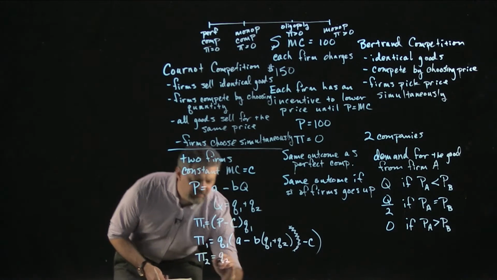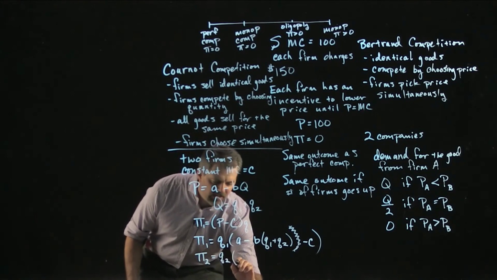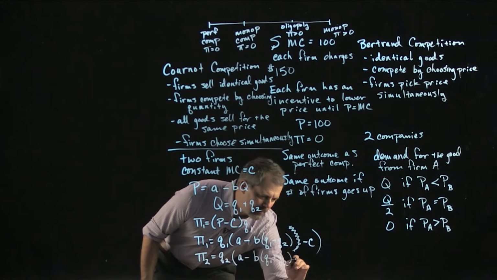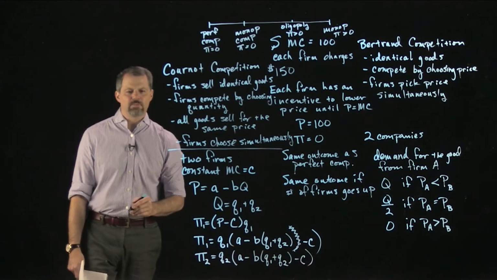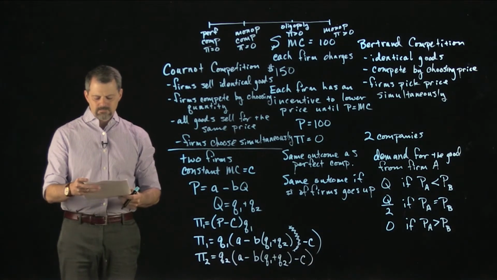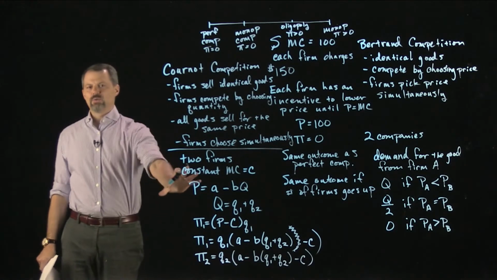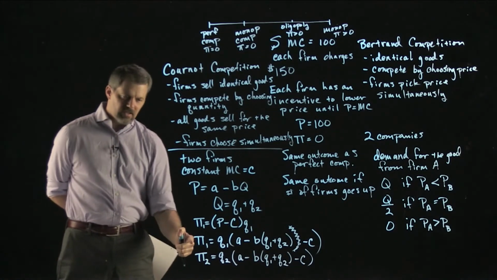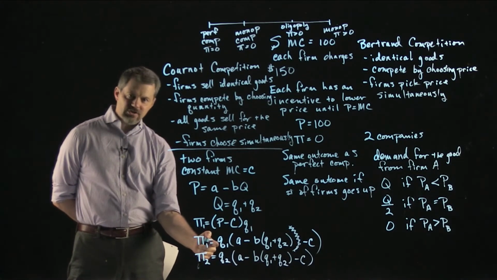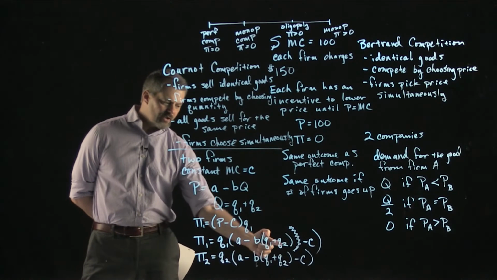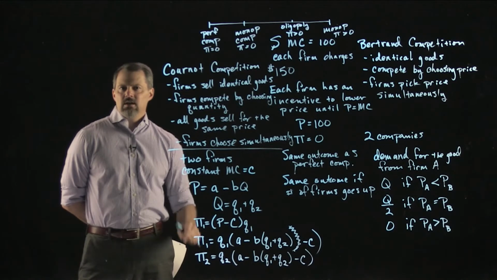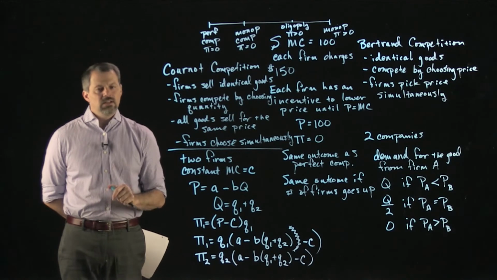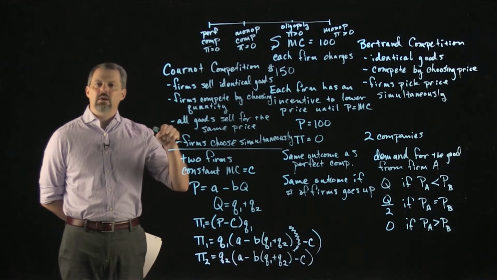However much quantity firm 2 sells multiplied by A minus B times Q1 plus Q2, minus C. There's what profit for firm 2 looks like. Here's the important thing, here's why we've done this at this point. What we see is that the profit for firm 1 is a function not just of the quantity that they produce, but also the quantity that firm 2 produces. So firm 1's profit maximization problem is very challenging. It depends not just on what they do, but what the other firm does.